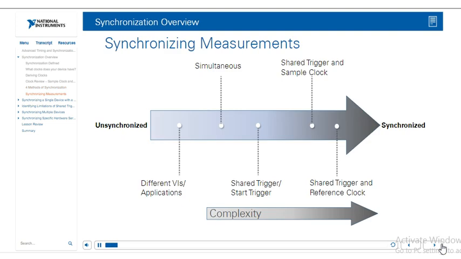In the next sections of this lesson, we'll learn how to share start triggers, triggers and sample clocks, and finally triggers and reference clocks. This just shows the range of our synchronization methods and where they go from unsynchronized to synchronized. As you can see, simultaneous isn't exactly synchronized, because operations can be happening at the same time, but that doesn't necessarily mean that they started at the same time. So you can't prove that the measurements are occurring at the exact same instant.